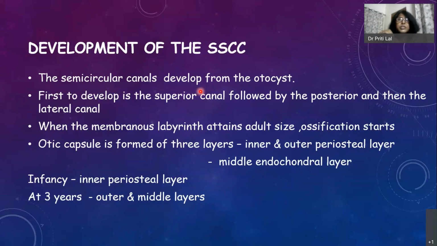So when the child is just born or in early infancy, it is only the inner periosteal layer which exists in the otic capsule. As the child grows, the outer and the middle layers also develop. Now, any arrest in this ossification process would lead to a dehiscence or a thinned out covering of the superior semicircular canal.